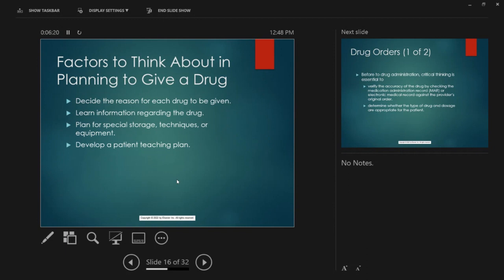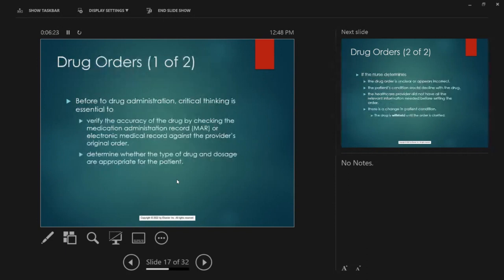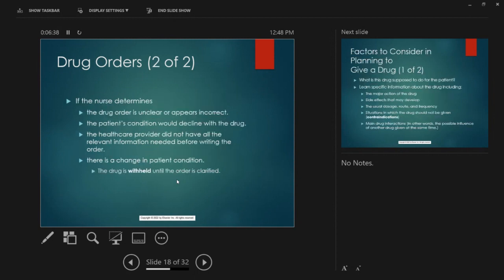And finally, develop a teaching plan for your patient, including what the patient needs to know about the drug's action and its side effects, what the patient needs to know about taking the drug correctly, and what the patient needs to report to the nurse or physician if they start to develop any problems.